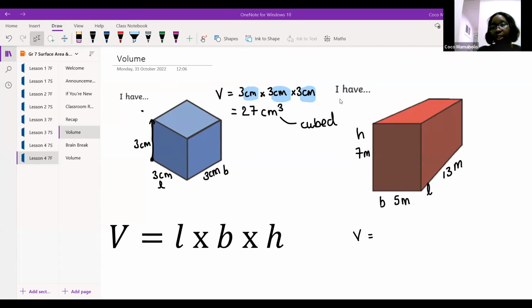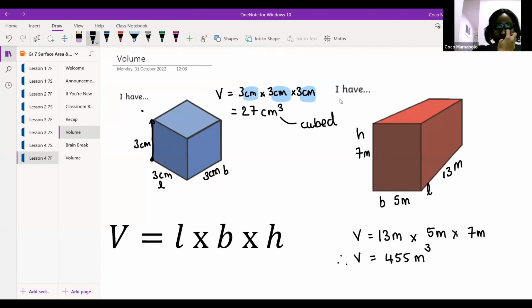Excellent. All right, so I'm going to get 13 meters times 5 meters times 7 meters. Therefore, my volume is equal to 455 meters. For those of you saying centimeters, I'm wondering where you got the centimeters from. Don't forget to say centimeters or meters cubed, in this case, meters cubed.